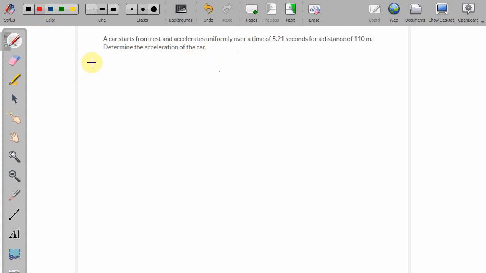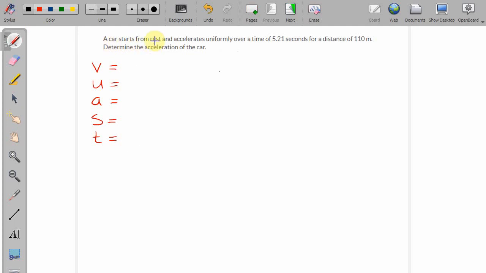You begin usually by writing V, U, A, S, T, like this. T is time, S is the displacement or the distance, depending on the problem, A is the acceleration, U is the initial velocity, and V is the final velocity. We're going to read through the problem, pull out the information that's in the problem, and fill it in here.